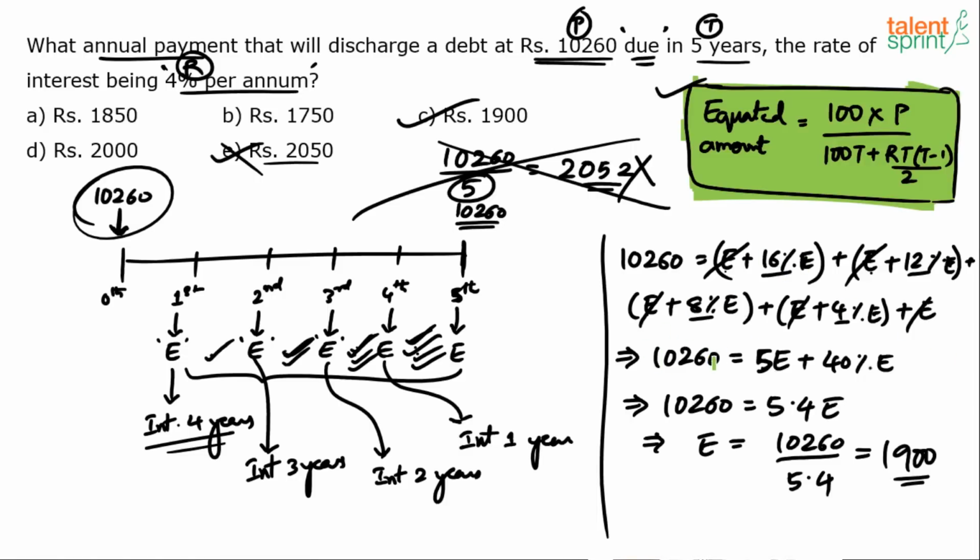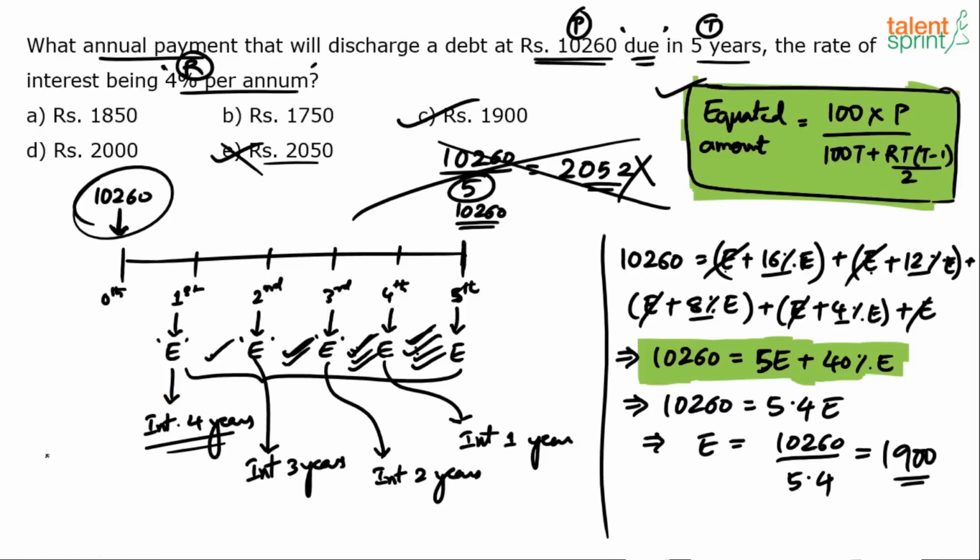When you do it, you should just write 10,260 equals to 5e, 5 installments 5e, and understand this 40% calculation has to be done. This 40% calculation is what is RT into T minus 1 by 2. How do you do this? First year I'll get it for 4 years, then 3 years. See, there are total 5 years, right? So after the first installment I'll get interest for 4 years, then 3 years, then 2 years, then 1 year. So 4 plus 3 plus 2 plus 1 is 10. 10 years I'll get interest. 10 into 4% per annum, 40%. That's how you do it. So 5e plus 40%, meaning 5.4e. That's it.